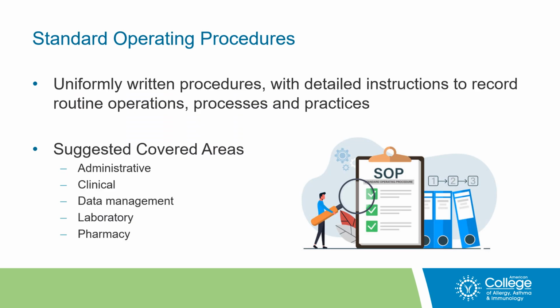Standard operating procedures, or SOPs, are a cornerstone of effective clinical research, providing clear guidelines and instructions for consistent practices. SOPs are detailed written procedures that outline standard practices and processes within an organization or research site. They serve as a roadmap, ensuring that everyone involved follows the same steps. SOPs usually should cover administrative tasks, clinical tasks, data management, laboratory tasks, and lastly, pharmacy. These are essential for good clinical trial research.